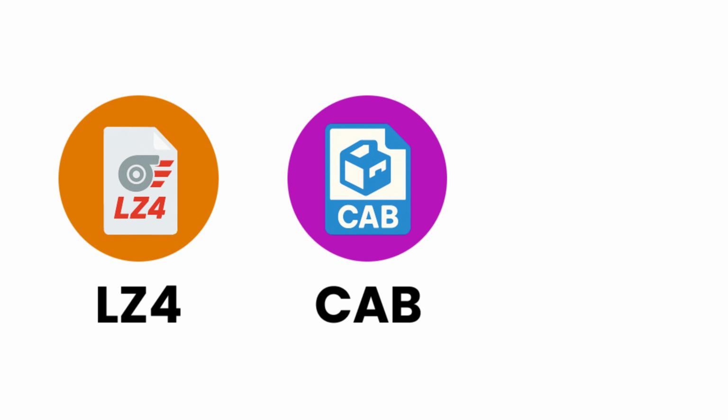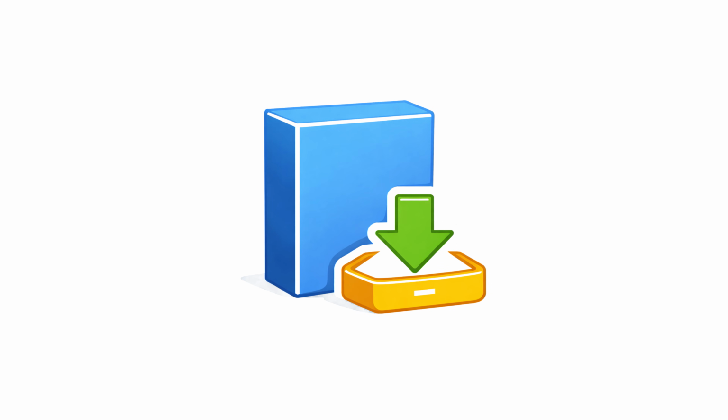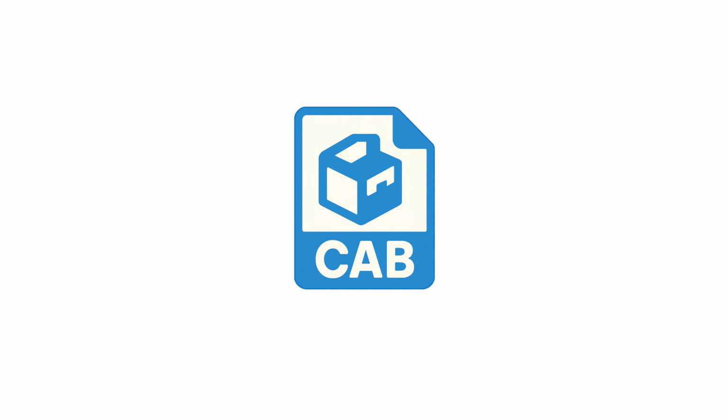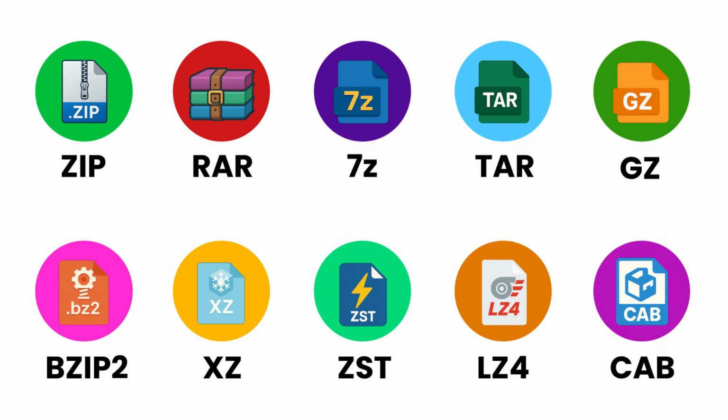CAB. CAB, or cabinet format, was introduced by Microsoft in 1994. It's used in Windows installation packages and drivers. CAB supports various compression methods and is deeply integrated into the Windows ecosystem. There are more than 100 other ways to compress files, but this video only explains the most commonly used ones.